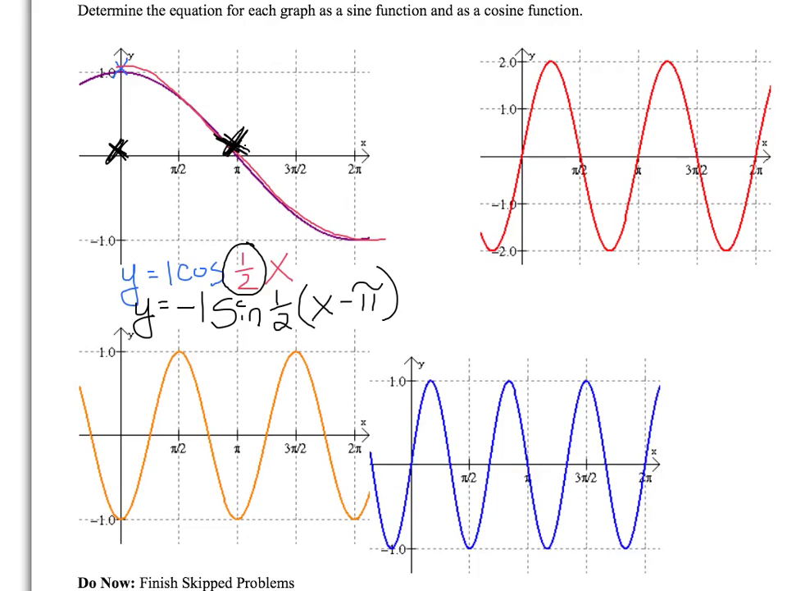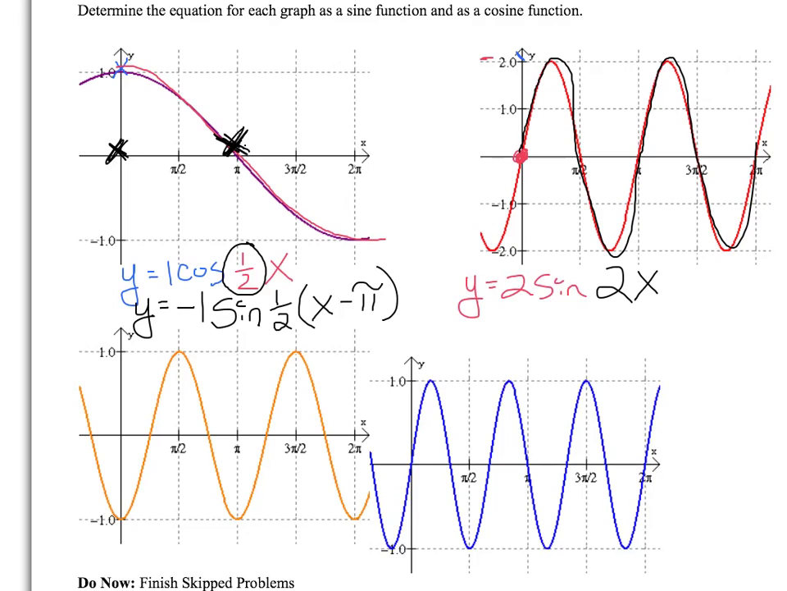So if I look at the next one I have, to me this looks more like a sine graph because it hits the y-axis at 0, 0. I see I get up to 2. So it's going to be y equals 2 sine. And then I have to count my cycles between 0 and 2 pi. I have 1, 2. So 2x.